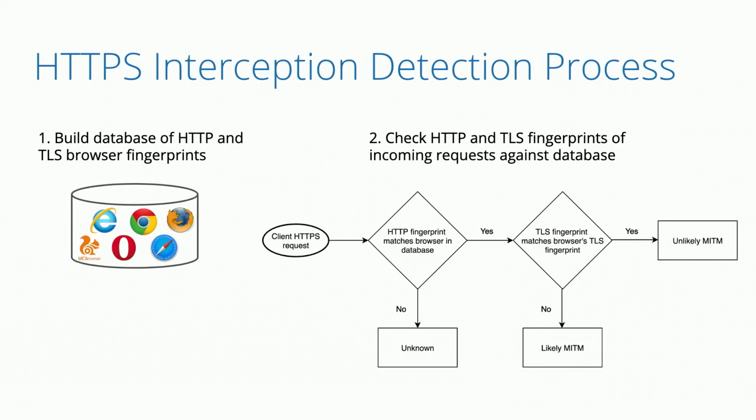Next, for an incoming request from a client, we can check if the user agent matches anything in our database. If not, then we can't say anything about whether or not the connection was intercepted, and we should collect more fingerprints. If we do have a match, then we can compare the TLS fingerprint of the request to the expected fingerprint in our database. If they match, then it's unlikely that we have a monster in the middle here. However, if the fingerprints don't match, then it's likely that either our fingerprint database is incomplete or outdated, or the connection was indeed intercepted, so we have a likely monster in the middle. We can go a few steps further and actually try to identify the responsible middlebox too.